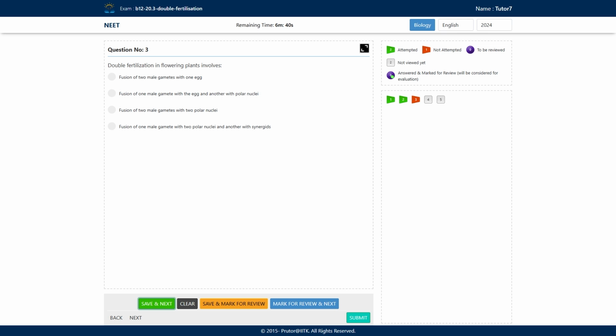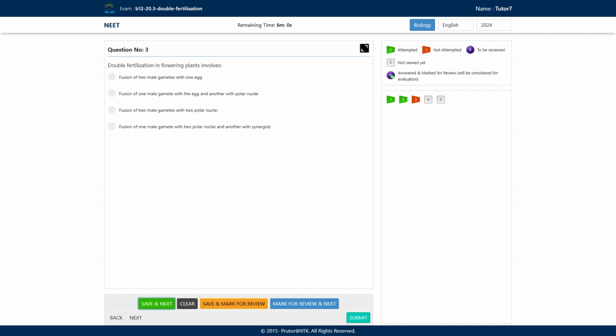Double fertilization in the flowering plants involves: A, fusion of the two male gametes with one egg. B, fusion of one male gamete with the egg and another with the polar nuclei. C, fusion of two male gametes with the two polar nuclei. And D, fusion of one male gamete with the two polar nuclei and another with the synergid. So, which is the correct answer? First one, fusion of two male gametes with one egg, it never happens. So, the first one is incorrect.